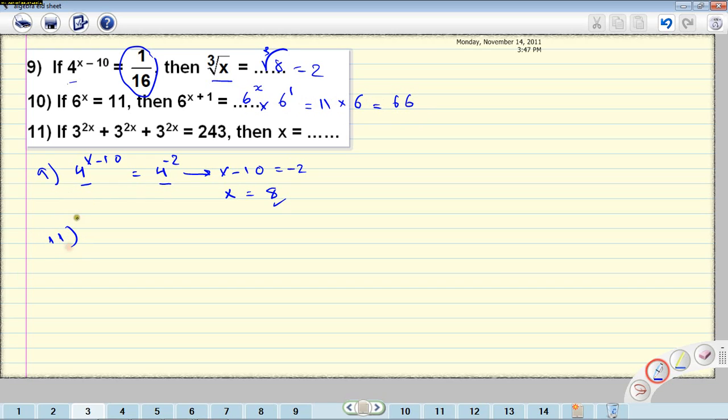Okay, number 11. 3 to the power of 2x plus 3 to the power of 2x plus 3 to the power of 2x equal to 243. I'm going to take a common, 3 to the power of 2x, open bracket, 1 plus 1 plus 1, equals 243. I'm going to factorize it to its prime factors, which is 3 to the power of 5.